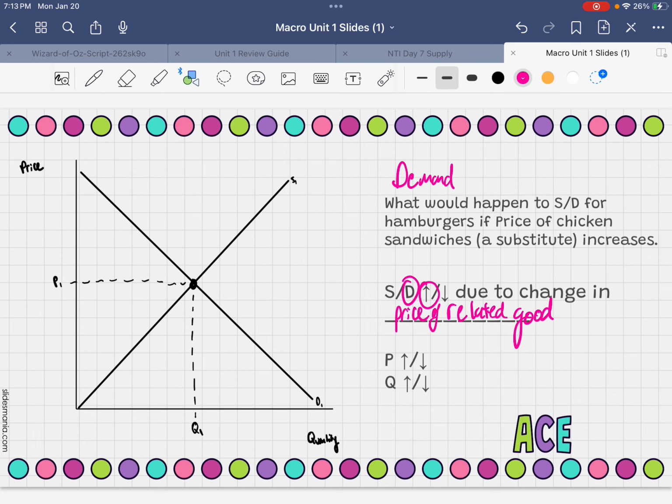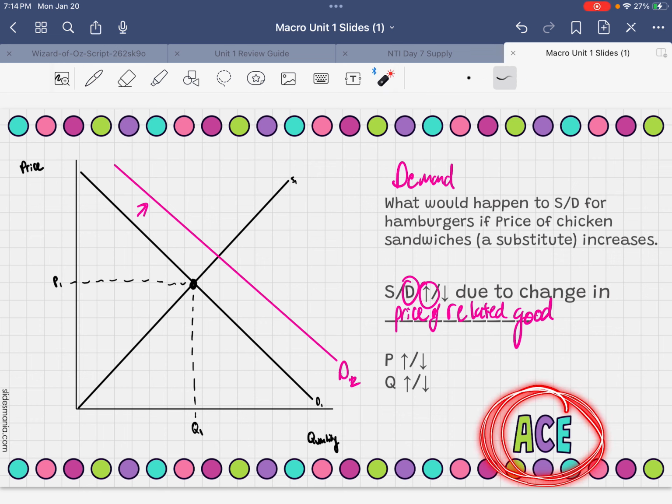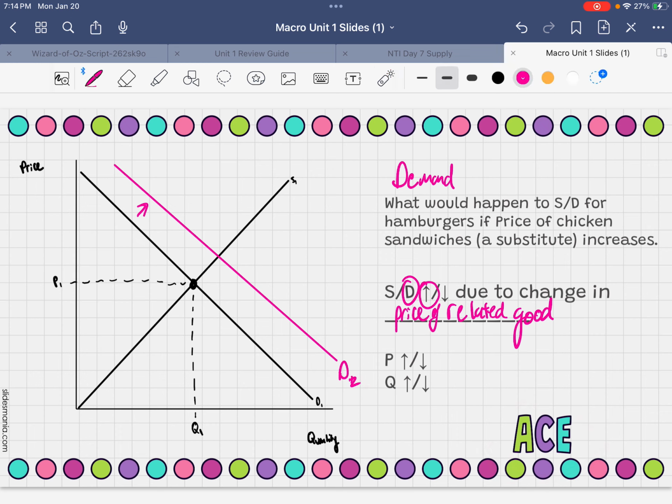I'm going to go hyperspeed. I'm going to take my demand curve and move it up. I'm going to call it D1 with an arrow. Oh, D2 with an arrow, sorry. But what if I had left that D1? Then when I come back and do my ACE at the end, I would notice that I got it wrong. So that's why ACE is super important.